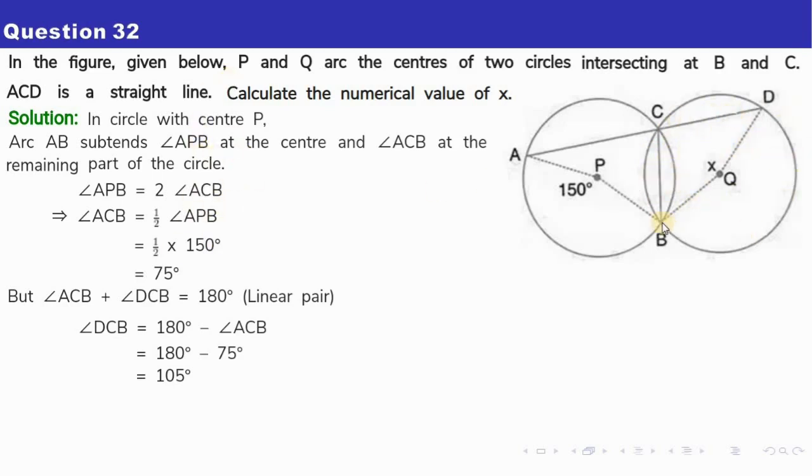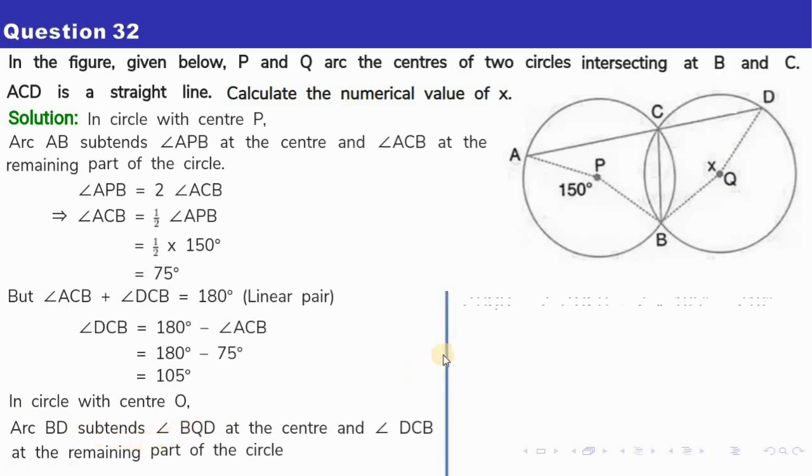Now let us go to the same theorem which we have used in this case. In this circle, let us have a look at BD. This BD subtends angle BQD at the center Q. And in the remaining part, it subtends angle BCD, or you can call it DCB as well. So in other words, we can say that this angle will be double of this. So that's what is written here. So we have BQD, that is this one, equal to double of this, right? And how much is DCB? This turned out to be 105 from here. So this is equal to 210. That means the value of this angle is 210.